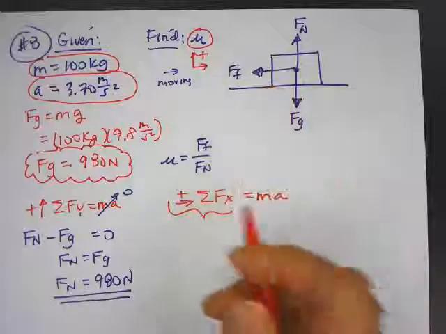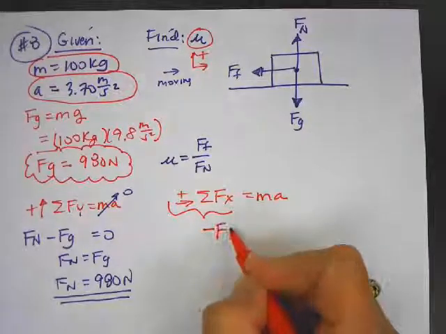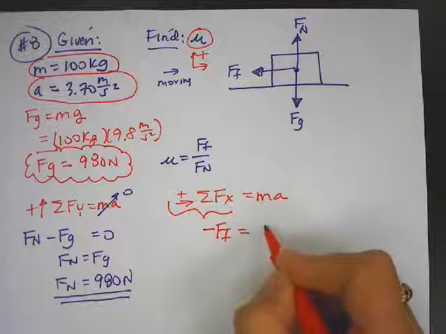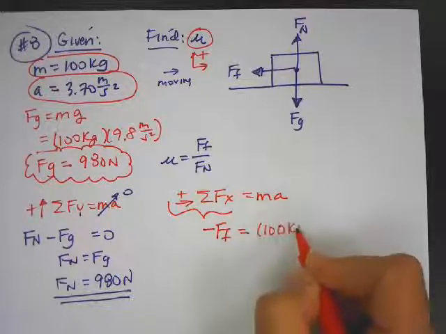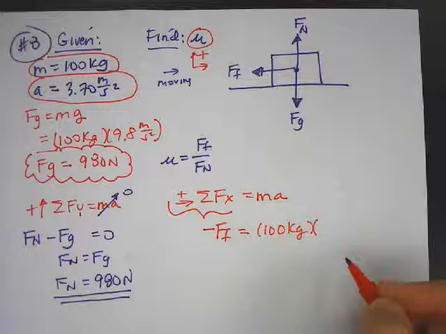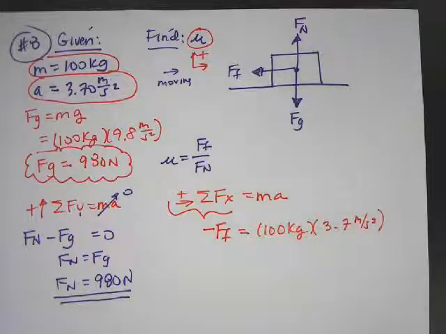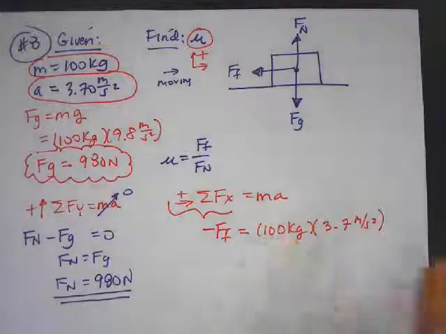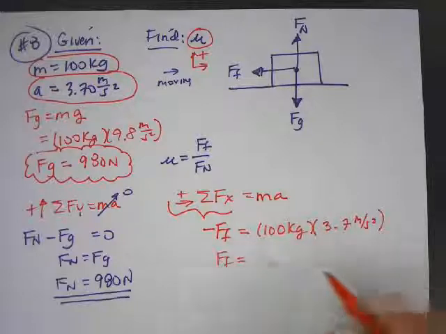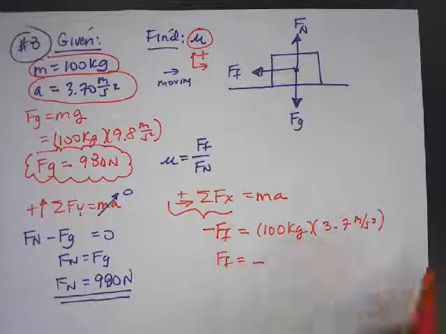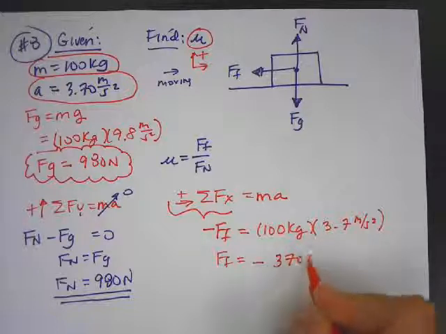And when you look at F of F, it's going negative, so this is negative F of F is equal to the mass, which is 100 kilograms, times my acceleration, which is 3.7 meters per second squared. Now, I have this on the other side, so I should probably move the negative on the other side. So F of F would be equal to negative, and this would be 370 newtons.